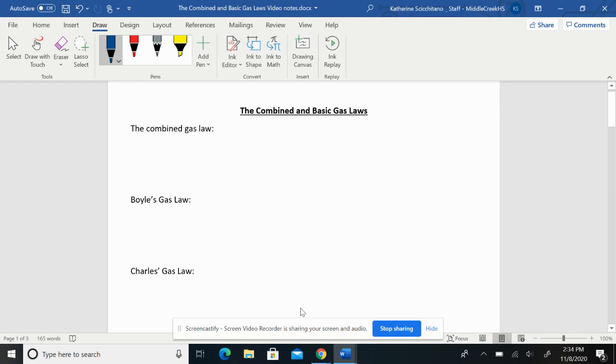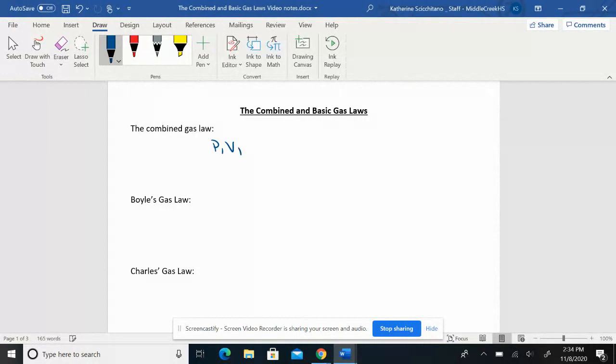Today we're going to talk about the combined and basic gas laws. We're going to be looking at 4 different equations, but they all are derived from the combined gas law. When we are looking at all of these gas laws, we are going to be looking at different units and different variables that affect how gases act. So we're going to be looking at pressure, volume, and temperature. Now the combined gas law is going to be including all of them.